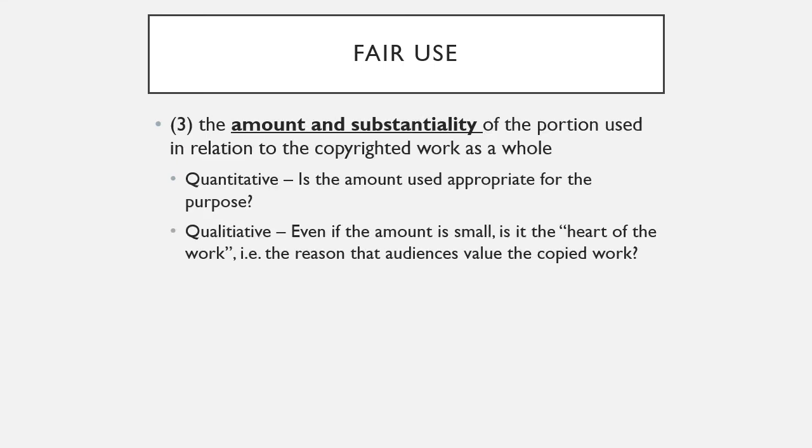And then in the third factor, when we ask how much did you use, the real question is in relation to the reason you're using it, is this the right amount? But the courts have first done a quantitative analysis, and then a qualitative analysis: even if it's small, is it the so-called heart of the work, the reason the audience valued the work? That second prong came out of when the Nation newspaper copied just 300 words out of Gerald Ford's biography, but those 300 words were the words that explained why he pardoned President Nixon, and that caused Time magazine to cancel its exclusive license to publish that particular 300 words, because that was really what people wanted to buy the book for. So even small amounts can weigh against a fair use if what is taken is the economic heart of what the work is.